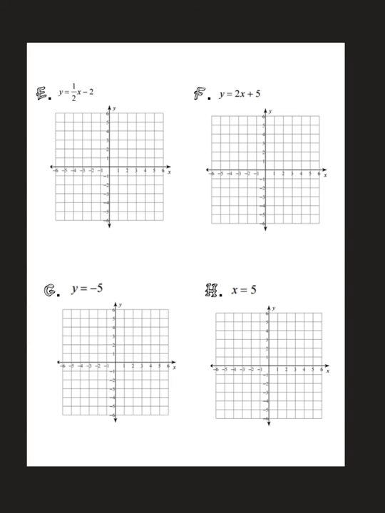For E, your y-intercept is -2. Your slope is rise 1, run 2. Here is your line, y equals 1/2 x minus 2. For F, your y-intercept is 5. I want to rise 2 and run 1, but that takes me off my graph.